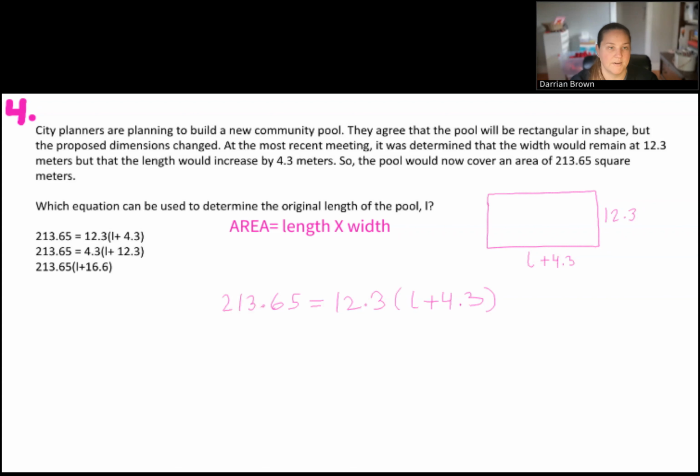Okay. And do y'all see an answer over there that matches that? A, B, or C? Exactly. Good. A would be the correct answer. Okay, a couple more seconds to write that down. And we will move on.